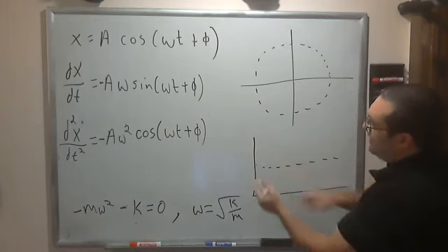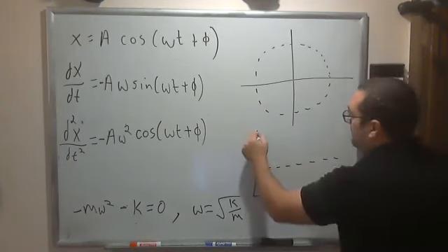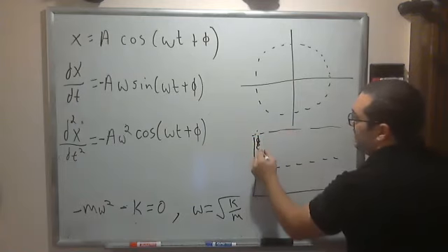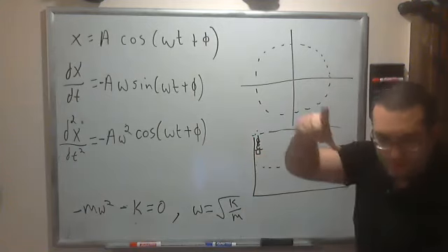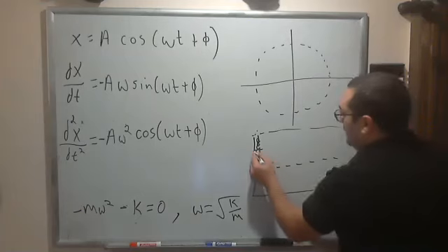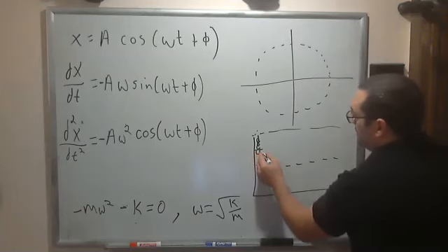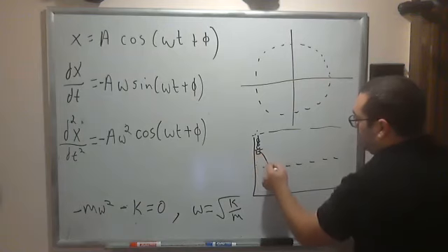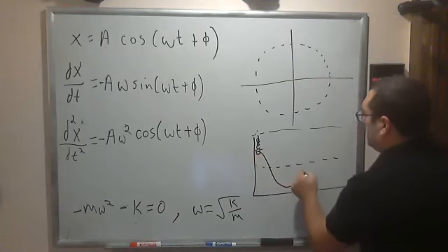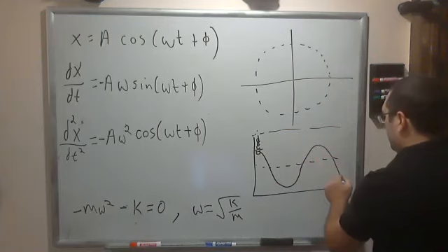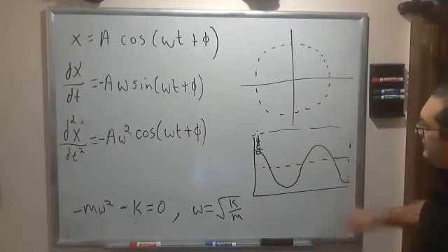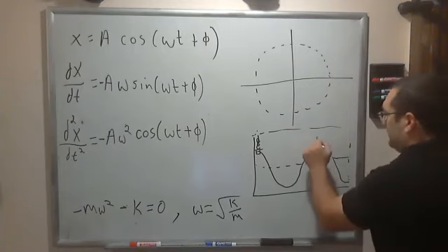Let's say we start at the top. Imagine we have the spring. Instead of stretching it, we lift it up and we let it drop, and then we record the motion. The motion will go something like this, and it will repeat itself. This is one period.